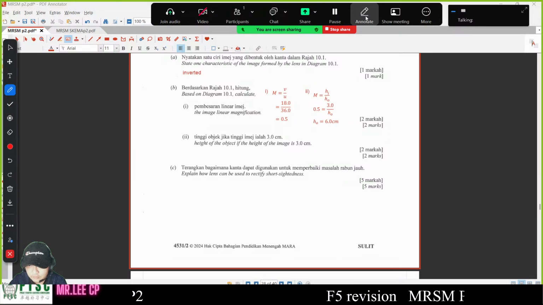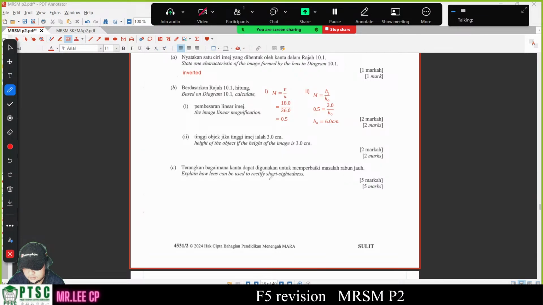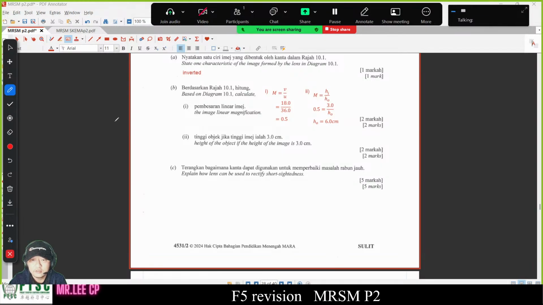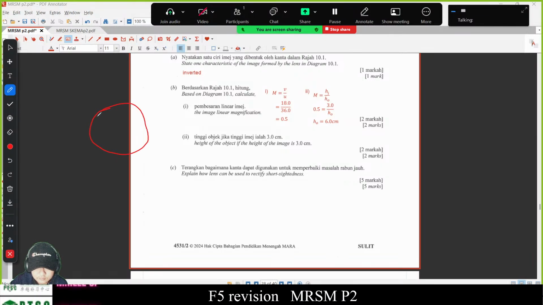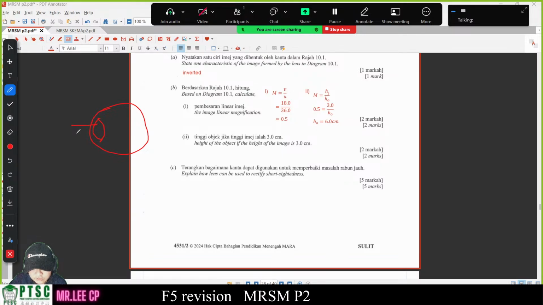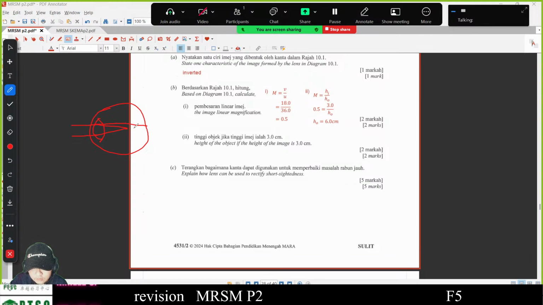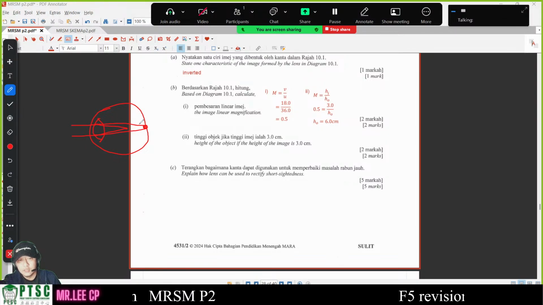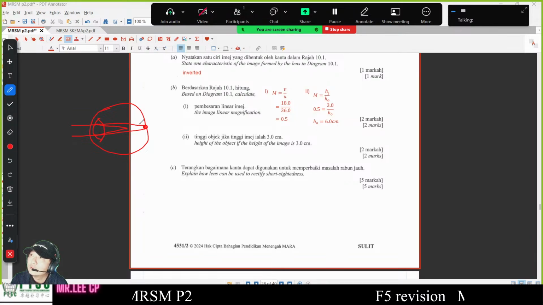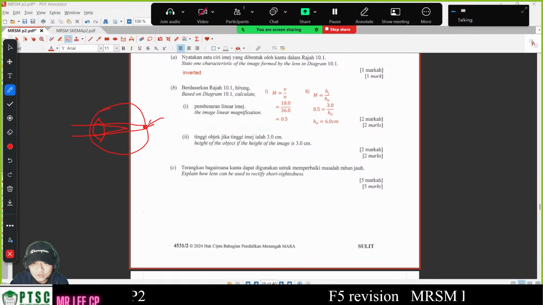So we explain how the lens can be used to correct short-sightedness. So what is short-sightedness? This is your retina. So short-sightedness means this one is too short, right? So I want to make it longer, to hit the retina here.